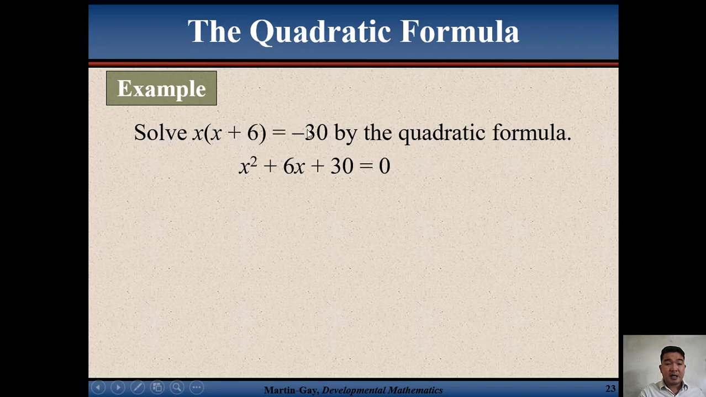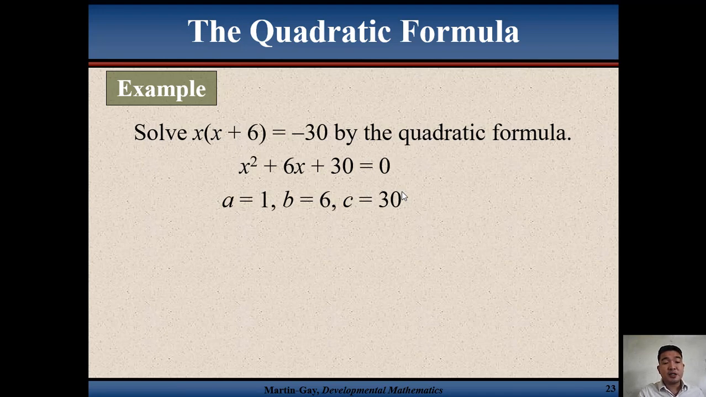And then, isolating all the terms on the left side of the equation by the addition property, we add positive 30 to both sides of the equation. So you will have plus 30 here equals 0, since negative 30 plus 30 equals 0. Our quadratic equation now is x squared plus 6x plus 30 equals 0. Then identifying a, b, and c, you will have a equals 1, b is equal to 6, and c is equal to 30.